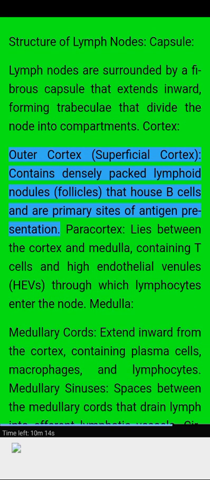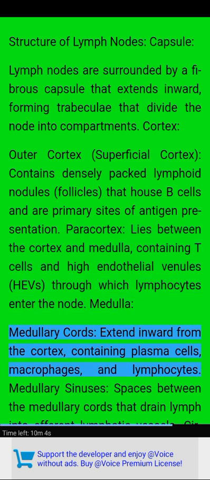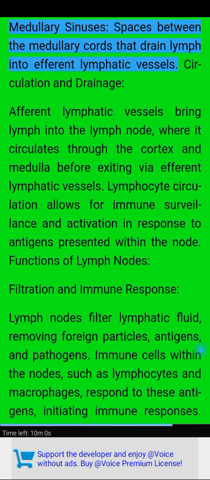Outer cortex, superficial cortex contains densely packed lymphoid nodules, follicles that house B cells and are primary sites of antigen presentation. Paracortex lies between the cortex and medulla, containing T cells and high endothelial venules, HEVs, through which lymphocytes enter the node. Medulla. Medullary cords extend inward from the cortex, containing plasma cells, macrophages, and lymphocytes. Medullary sinuses, spaces between the medullary cords that drain lymph into efferent lymphatic vessels.